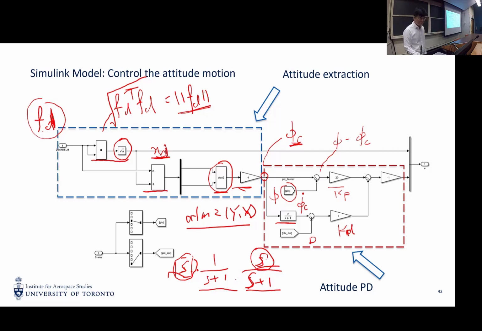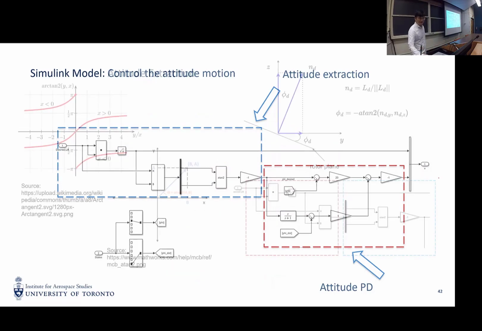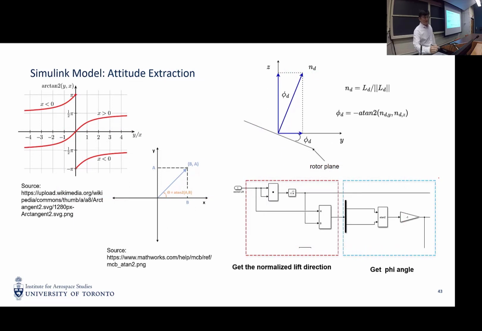Okay. So let's complete the design of the attitude control channel. We start with FD, then we eventually get the tau, the torque on the quadrotor. Okay, so this is background information about the arctangent 2 function.